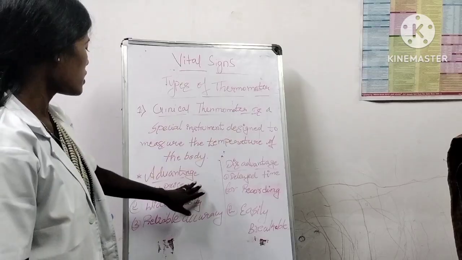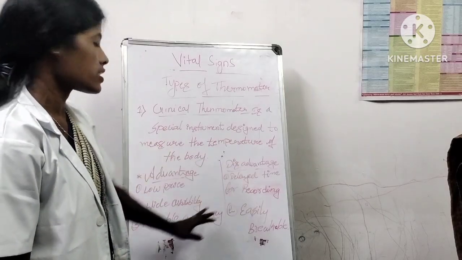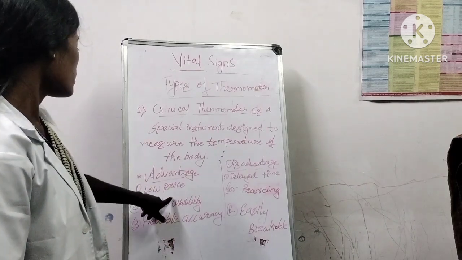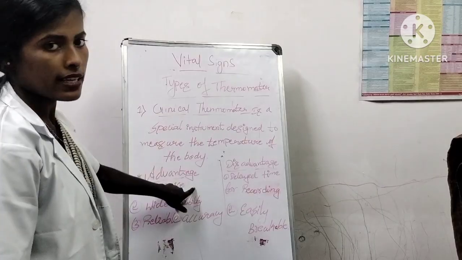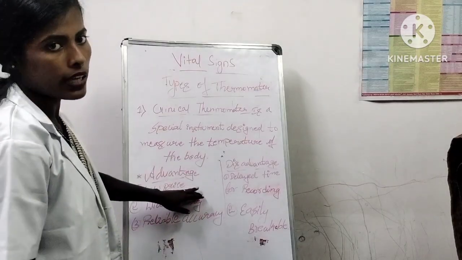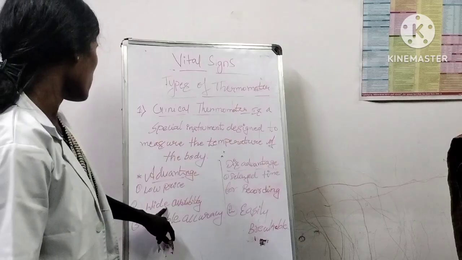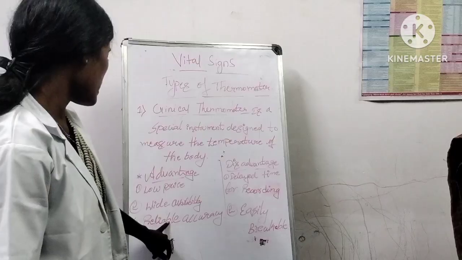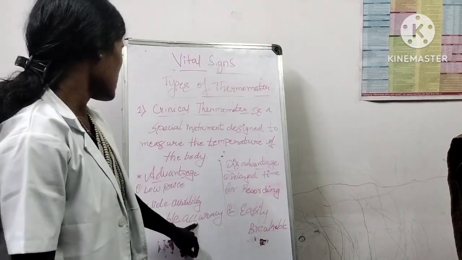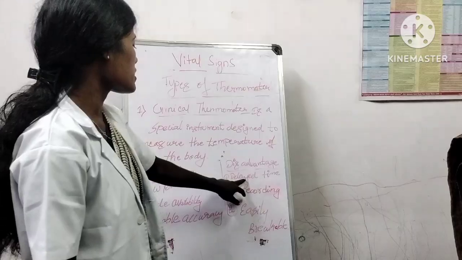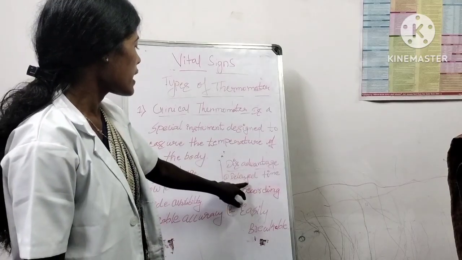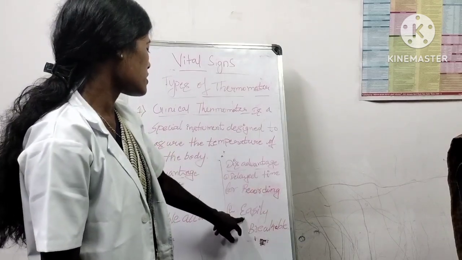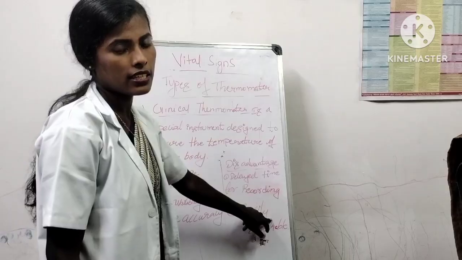It has advantages and disadvantages. First, the advantages of the clinical thermometer. It is low price and easily available. It has reliable accuracy and can give a correct measurement. Disadvantages of the clinical thermometer: delay time for recording, and it is easily breakable.